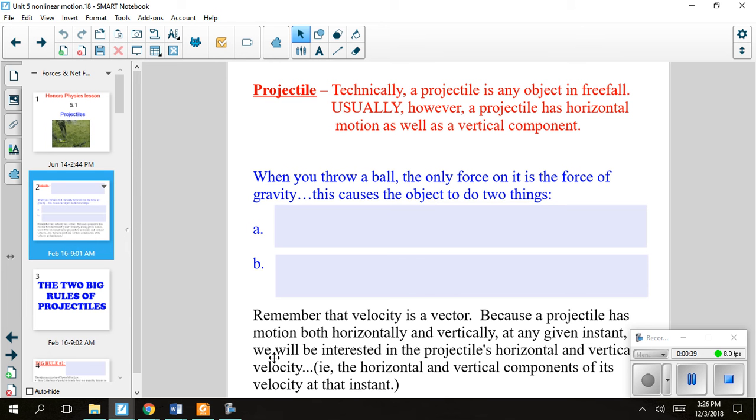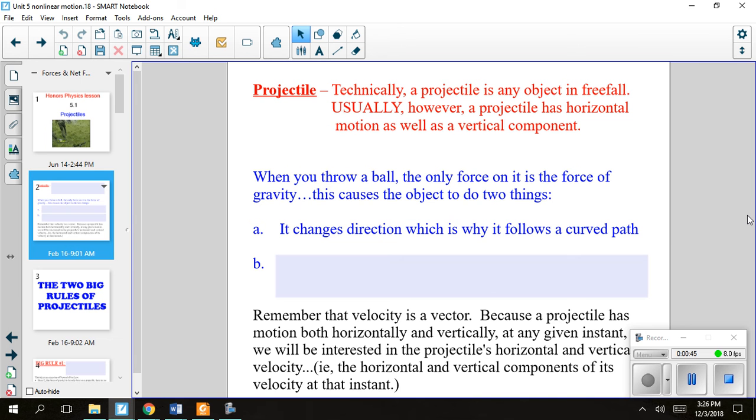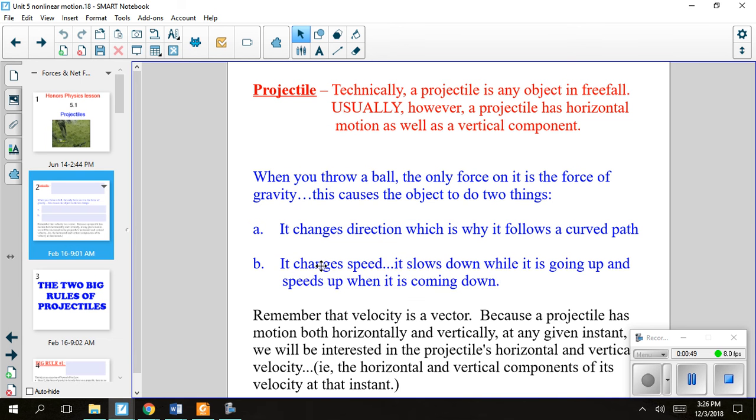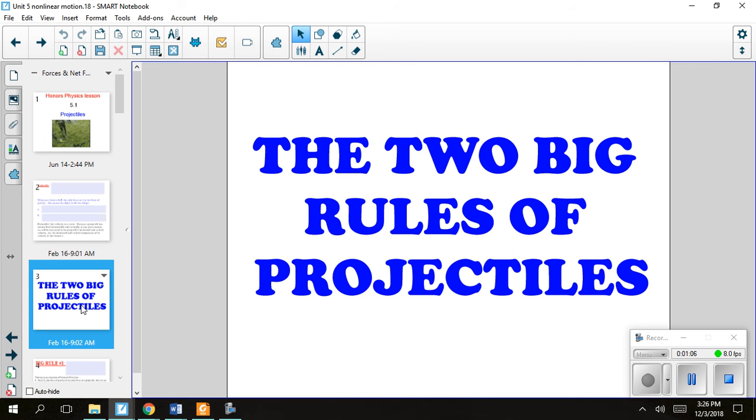So if you throw a ball up in the air, you have the force of gravity acting on it, which gives it that curved path. It also has this change in speed. Its speed slows down while it's going up and then speeds up when it's coming down. If you remember this as a vector quantity, that'll make this a whole lot easier, because there are two big rules of projectiles.